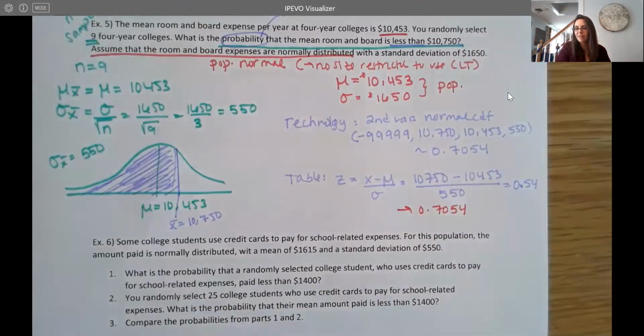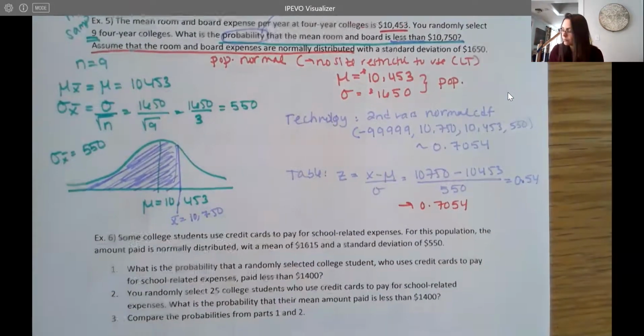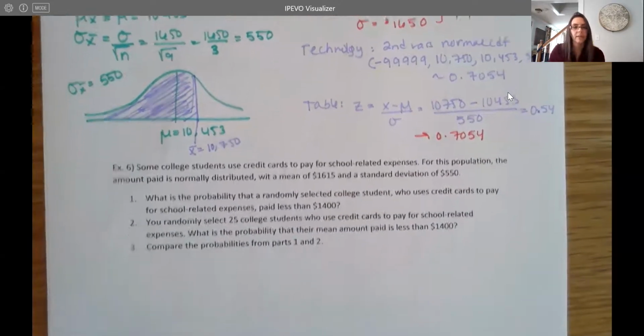So here I get the same exact value, which is nice. So no rounding error in this case with the table, like I had a little bit of rounding error in the last example. So here's how we do it with technology. Here's how we do it with our table. All right, one more example.